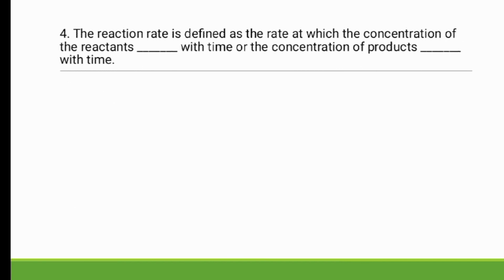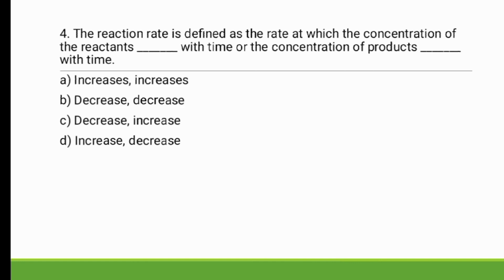The reaction rate is defined as the rate at which the concentration of the reactants dash with time or the concentration of products dash with time. The options are as follows. As the reaction progresses, the reactants will react and get converted into products, hence decreasing the concentration of the reactants and increasing the concentration of the products. So answer will be this.